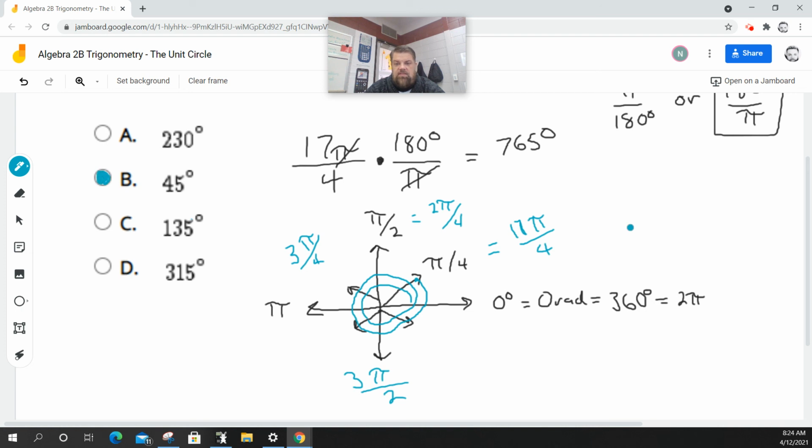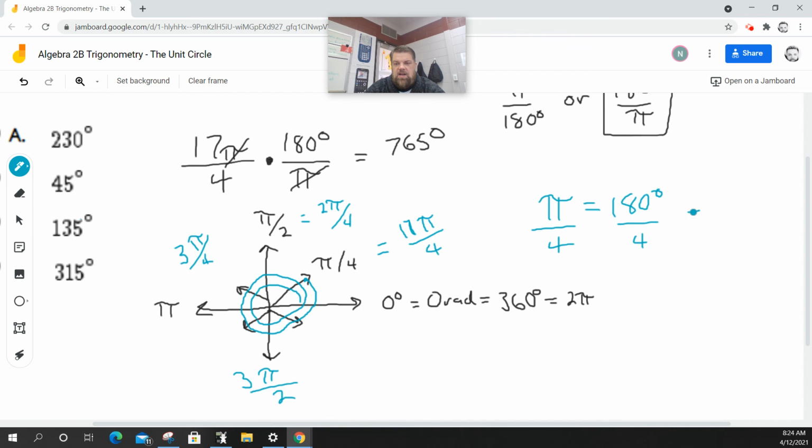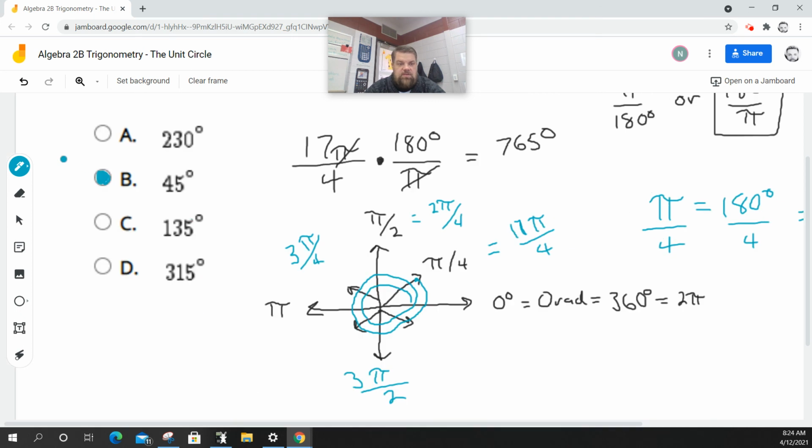45 degrees. Well, where do I get that from? Well, remember, pi is equal to 180 degrees. If I take pi and divide it by 4, and I take 180 and divide it by 4, pi over 4 is the same as 180 divided by 4, which is 45. So the answer is 45 degrees.